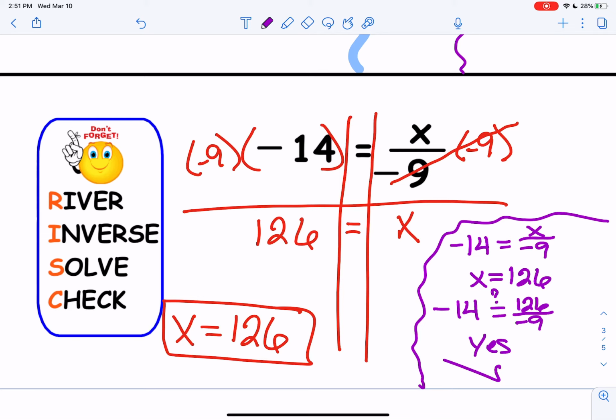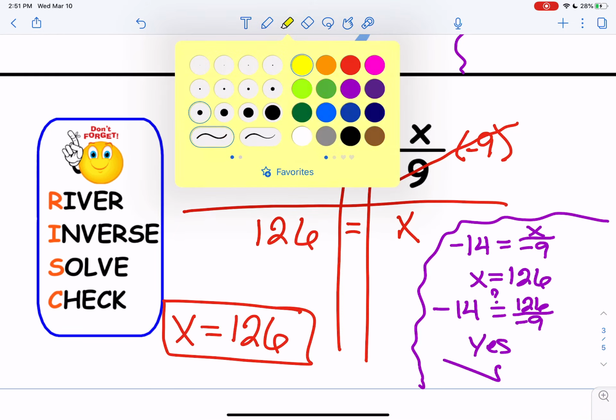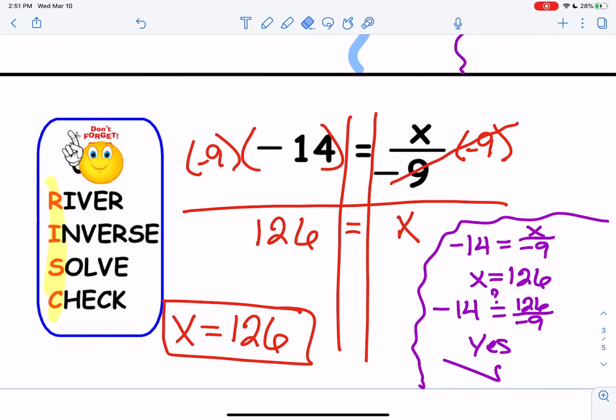Remember, they're called one-step equations because there's one step. We're only doing the inverse operation once, okay? We'll be looking at two-step and multi-step equations and how to solve them in later videos. So remember, the river, inverse, solve, check. The risk method, don't forget, risk method. River, inverse, solve, check, and make sure you keep that equation balanced by doing the same thing on both sides of your river.